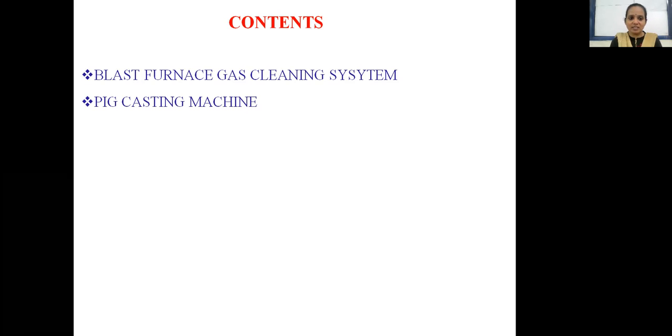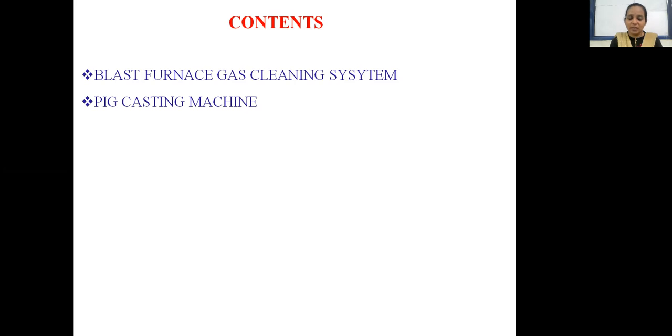As we have discussed in the earlier session, exhaust gas utilization. The gases coming out from the blast furnace can be used as a reducing agent, to generate heat, to preheat the stoves and furnaces, and to generate power elsewhere in the industries.